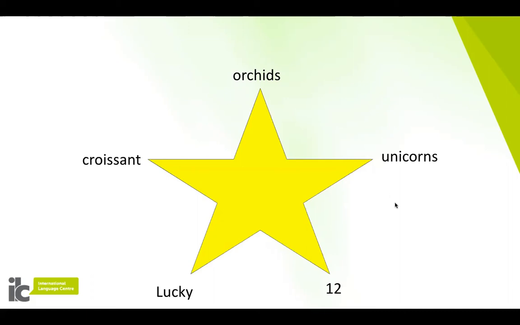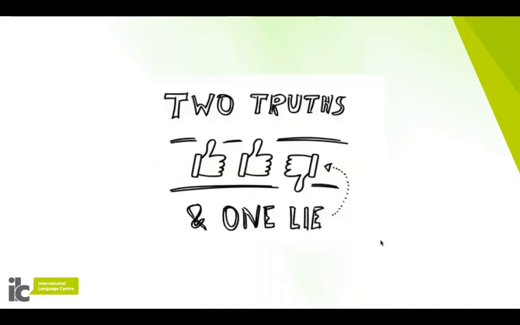Now, the next activity is going to be 2 truths and 1 lie. For this activity, you need to prepare 3 sentences. 2 facts should be true about yourself, and 1 fact should be a lie. Then you can read these sentences to your students, or you can write them on the board and ask them to, again, work in pairs and discuss which facts are true about you and which is not true about you.